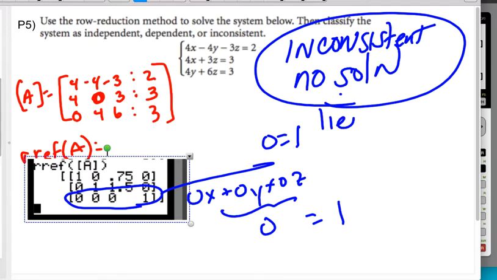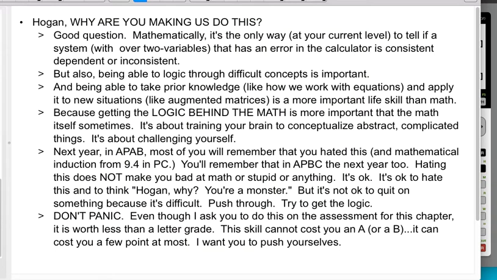Cool. So let's talk about the very last little bit of this. Okay, so why am I making you do this? And you can turn off the video now if you don't want to hear me explain. So, good question. Mathematically, this is the only way at the level you're at right now to tell if a system with more than 2 variables is consistent, dependent, or inconsistent, like we just saw in example 4 and example 5 and P4 and P5. So, at this level, that's your option. With a 2-variable system, you could figure that out in a number of other ways, because you could graph it and see that they are the same line or they are parallel lines. But right now, with 3 variables, this is what you've got.